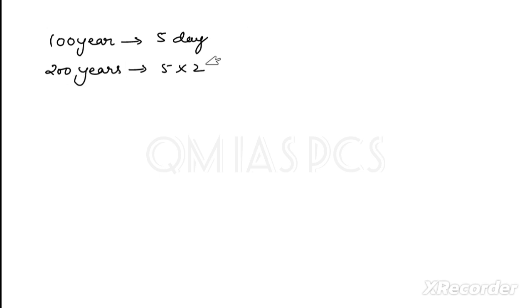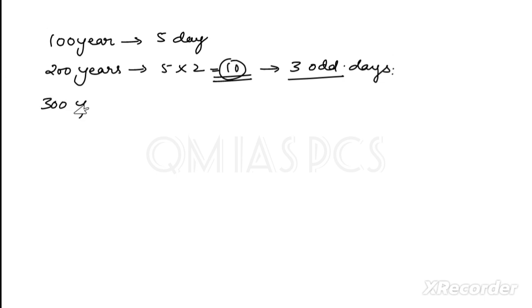But whatever extra day we write here should be less than 7. So here it is 10, so we have to divide 10 by 7. When you divide 10 by 7, we will get 3 odd days. Clear? Same thing for 300 years.